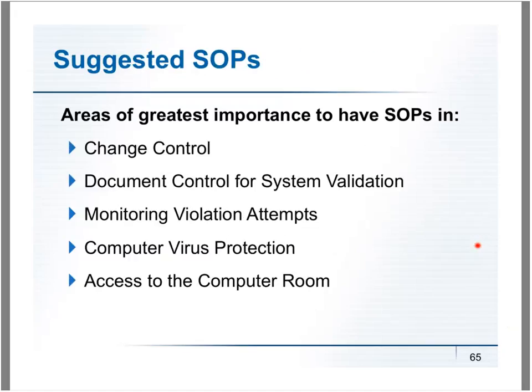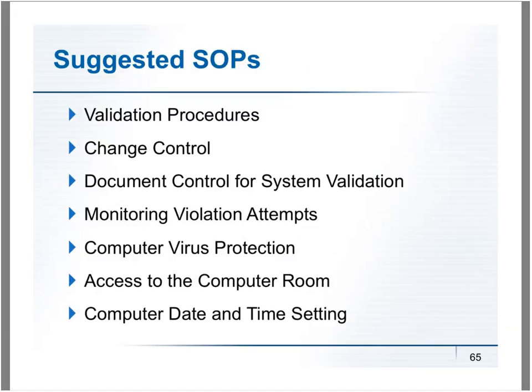Now, you're going to need SOPs in the validation procedures, in change control, system validation, monitoring violation attempts, computer virus protection. Your staff needs to know that viruses are there, and if something doesn't work 100%, bingo, you call your IT people and you shut down because you don't want to ruin the data that you have. Access to computer room. Only people who know what they're doing are in the computer room.